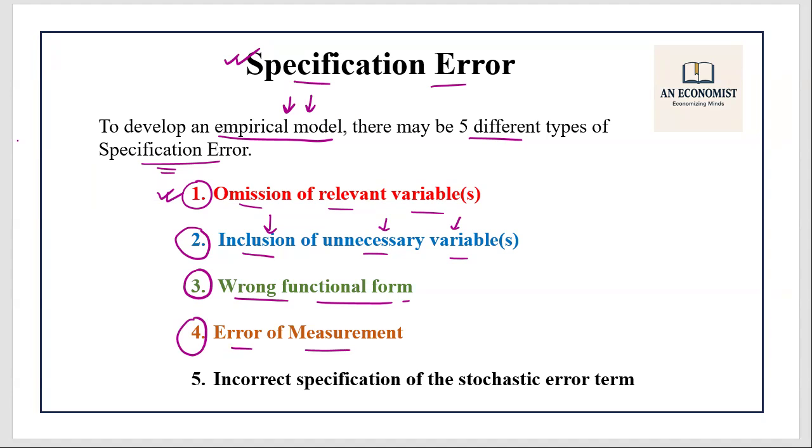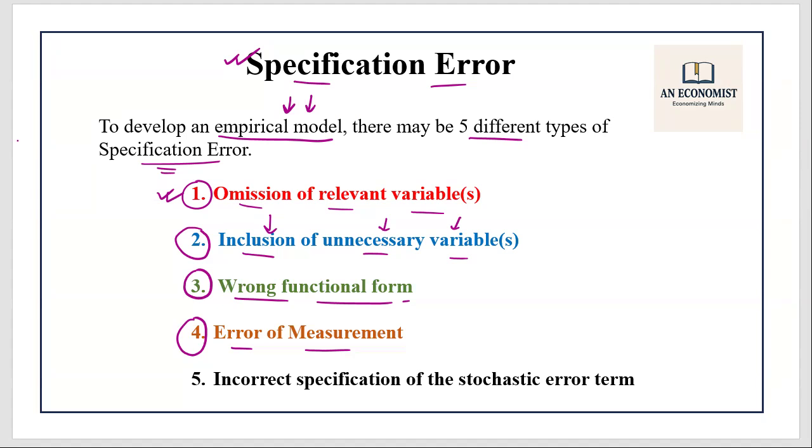Now, the fourth type of specification error is known as the error of measurement. Error of measurement means what? Suppose the exact data of a variable is not known to you. Suppose experience is a variable, the data for which is not exactly known to you due to lack of record or some other issue. Now, what you will do, you will define a proxy of that. You will try to estimate that variable taking a close proxy or a close substitute of that variable that you will include in your particular model.